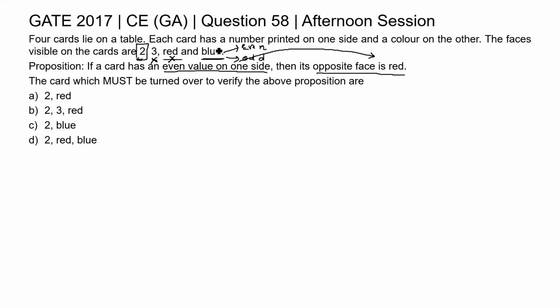So we again need to check this blue card, and we need to verify whether the other side is even or odd. If the other side is even, then this statement will be wrong, and if the other side is odd for this blue card, then we can say this statement or proposition is right. So for verification of this sentence, we must check card number 2 and blue.